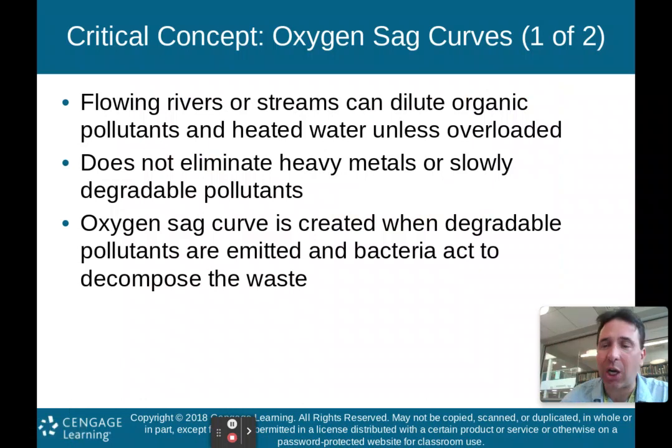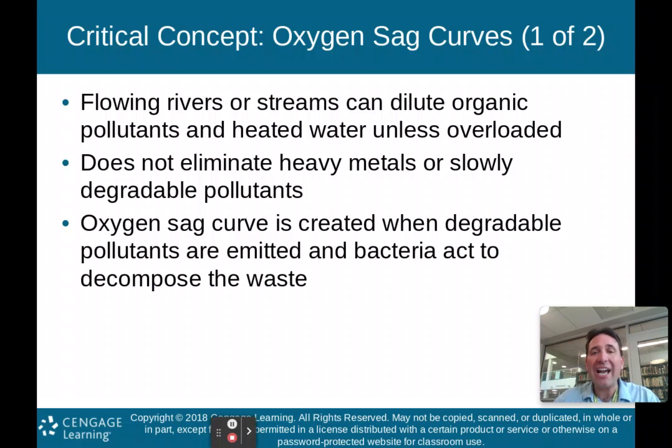All right, so next thing we want to talk about is something called an oxygen sag curve in rivers. It's a concept that you do need to understand, and I'm going to show you a picture on the next slide, which I think makes it a little easier to understand. But flowing rivers or streams can dilute organic pollutants and heated water unless they're overloaded. So again, rivers have their own ecological capital that allows them to cleanse themselves. Rivers can actually do that if they're not overloaded. This does not eliminate heavy metals or slowly degradable pollutants, though.